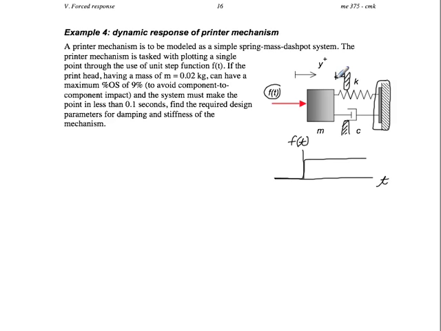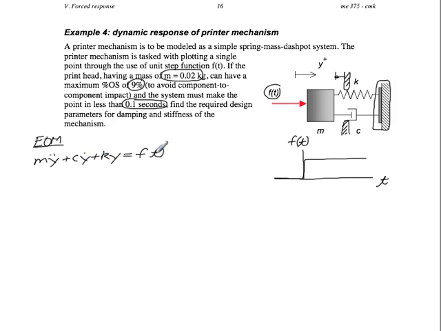So we're going to say that for a mass head here at 0.02 kilograms, we don't want more than 9% overshoot because of the other interferences, and we want this process to occur in less than 1/10 of a second. As we go through the derivation of the equation of motion, the FBD and Newton's second law are going to give us an equation of motion that looks like this.